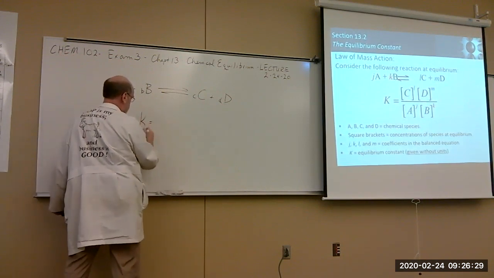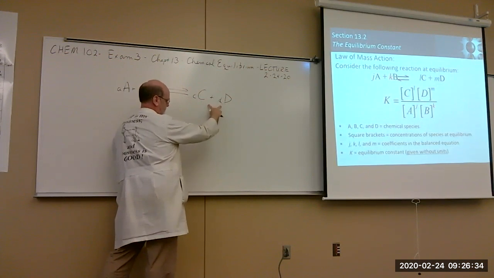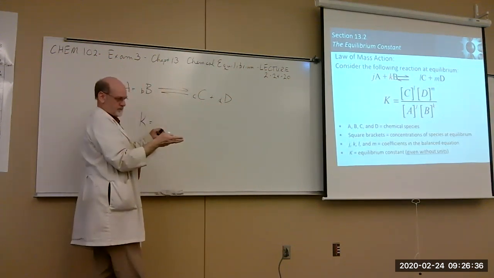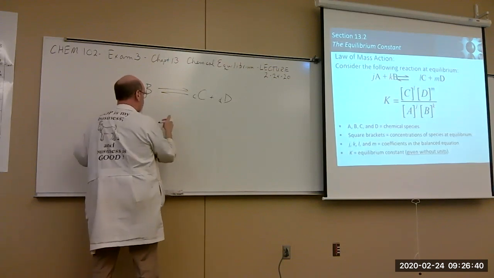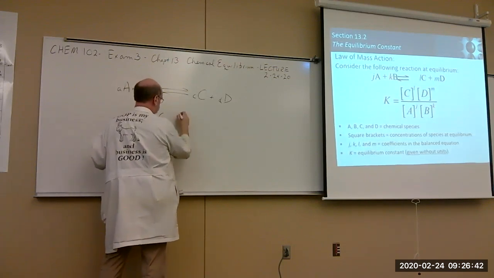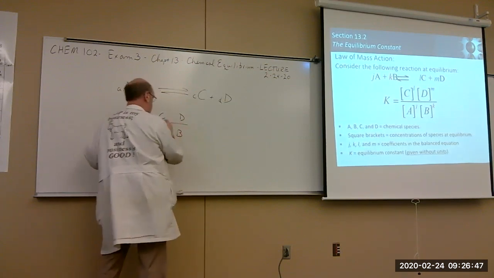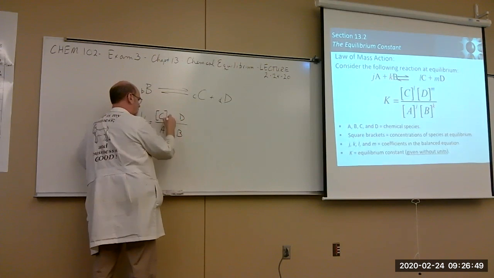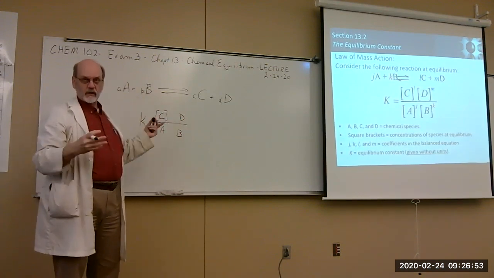Then the equilibrium expression is always the product of products divided by the product of reactants. We use square brackets. Square brackets automatically mean to any chemist looking at it, equilibrium.